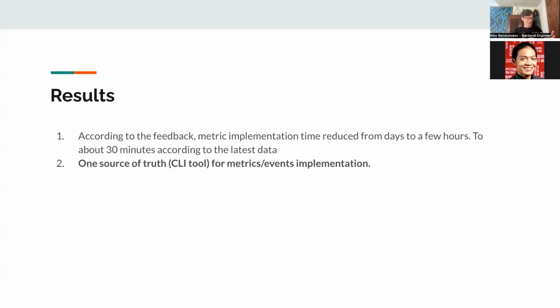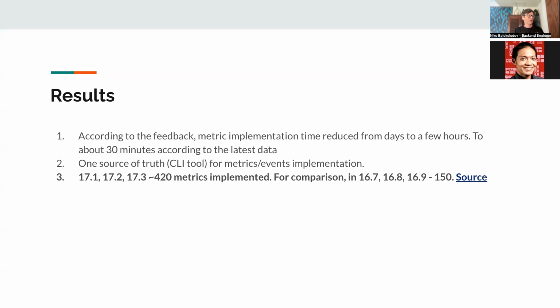We got our single source of truth for users: our CLI tools for metric implementation, which is easy to comprehend, and documentation. For example, I just checked yesterday in our metrics portal, where all the metrics are listed. In the last 3 milestones, 420 metrics were implemented. In comparison, the previous 3 had 150. So the curve is really going up in the last milestone.